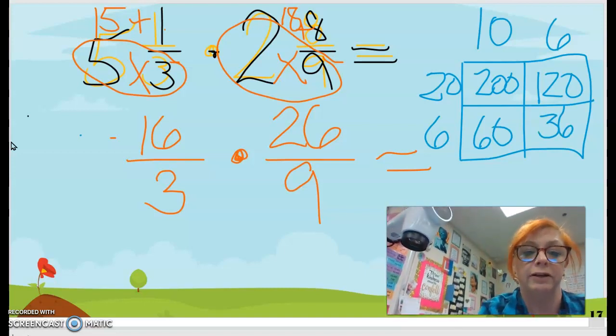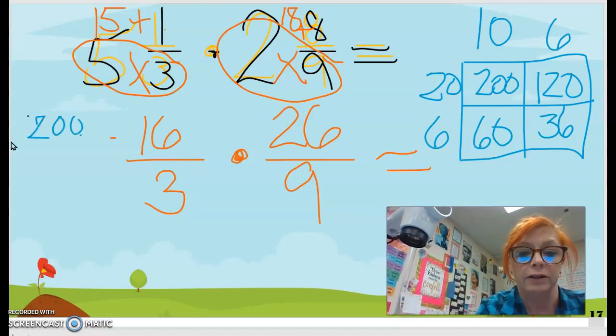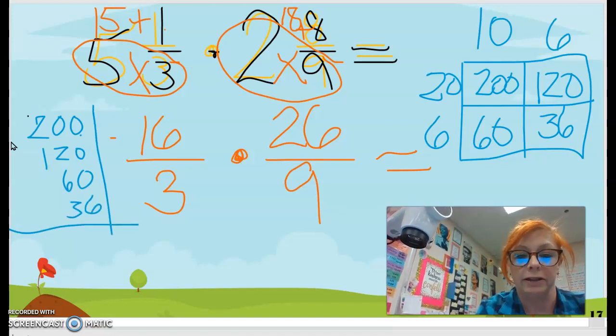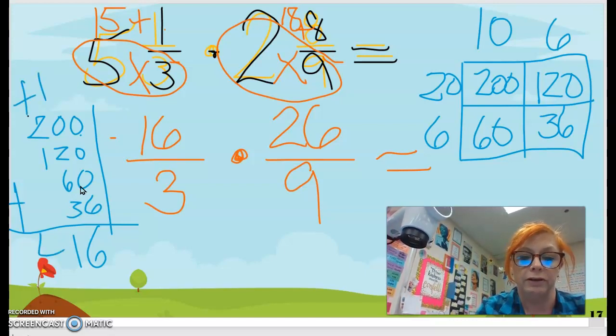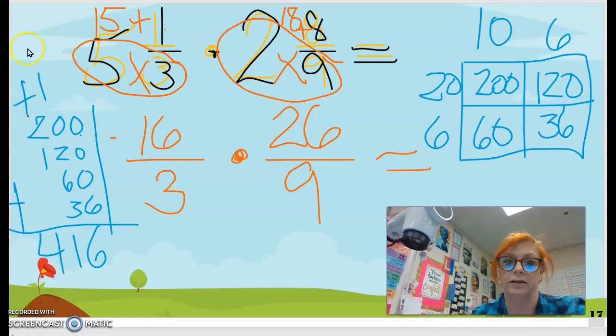So I'm going to come over here: 200, 120, 60, 36. Notice how I'm lining them up on this side. I'm not lining everything up over here by the 2. I'm going to add these up. That's 6, 6, 7, 8, 9, 10, 11. I'm going to do a plus 1 here. 2, 3, 4. That's 416.